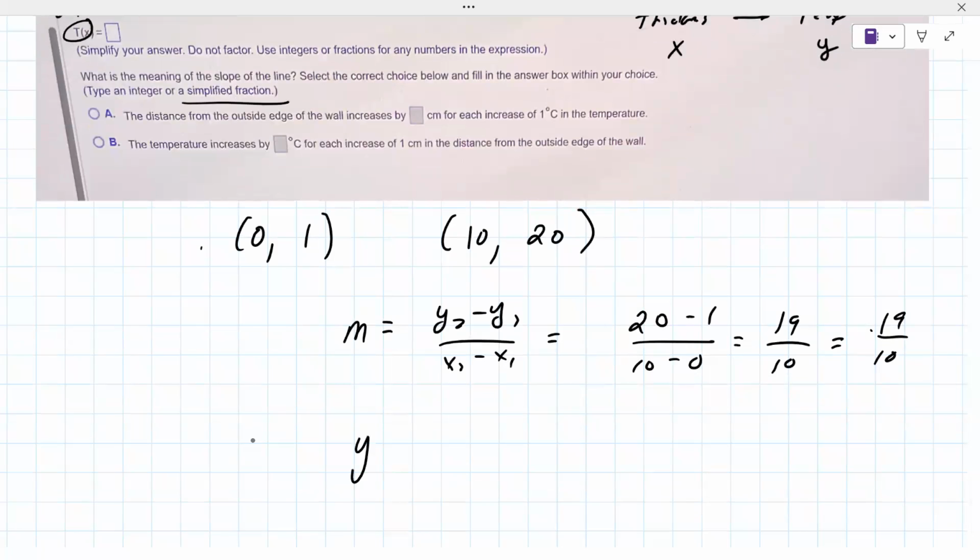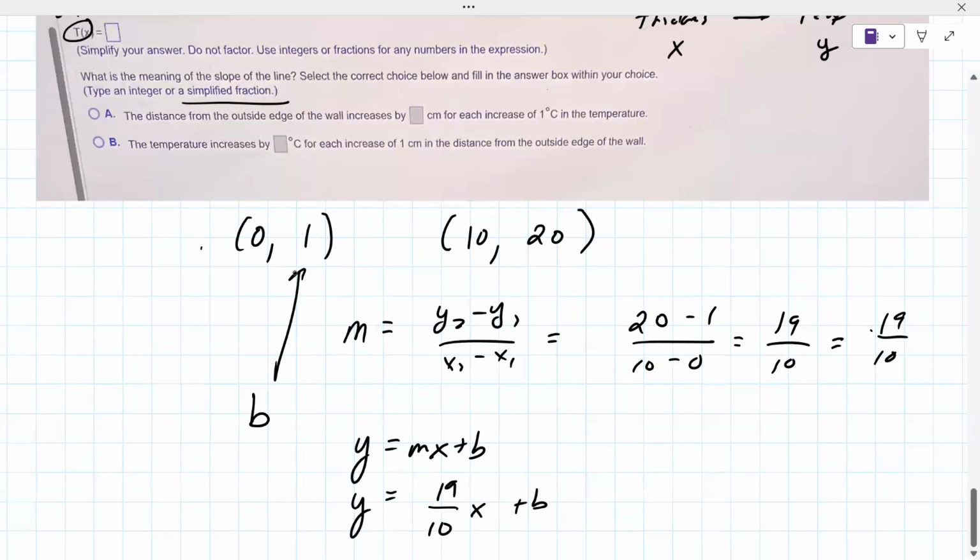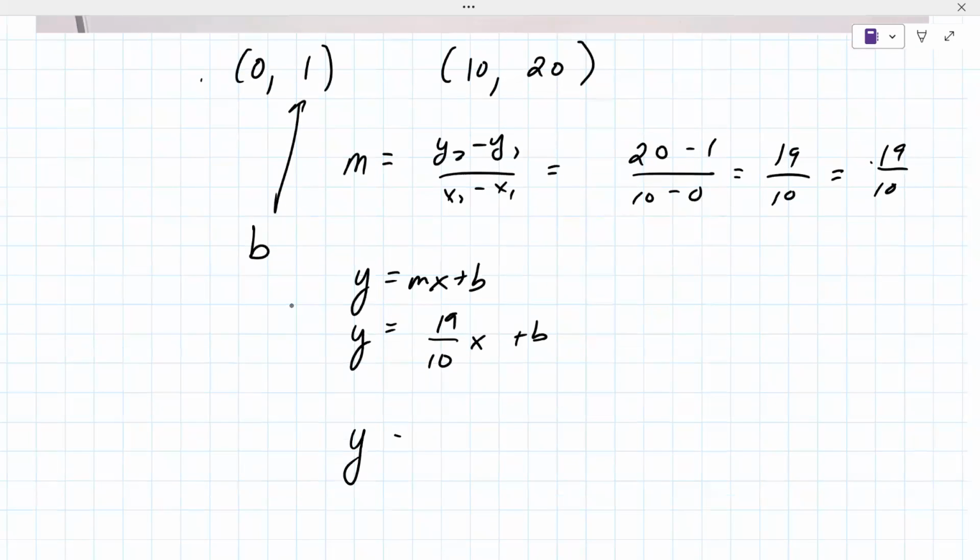Let me write that here. Y equals mx plus b. Y equals 19 over 10x plus b. To find b, you have to use one of these ordered pairs. We're going to use the first one because that actually gives you the b value, because it's at 0. That is the intercept. So it's y equals 19 over 10x plus 1.